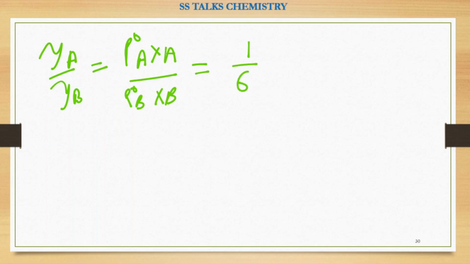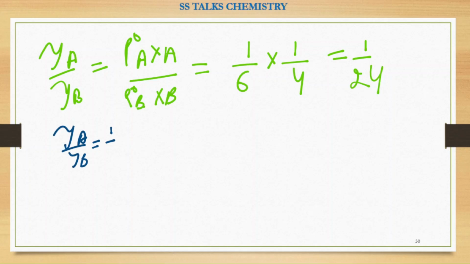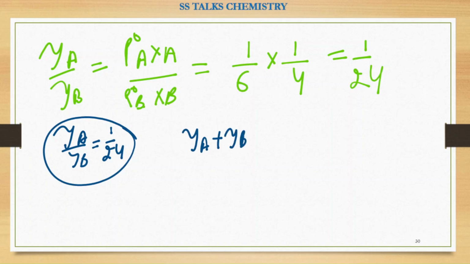P naught of A upon P naught of B was 1 by 6, and XA upon XB was 1 by 4. So it is 1 by 24. So the ratio of YA to YB is 1 by 24. Now we know the mole fraction sum, YA plus YB, is equal to unity. You can find YA in terms of YB or YB in terms of YA, so we will use that.